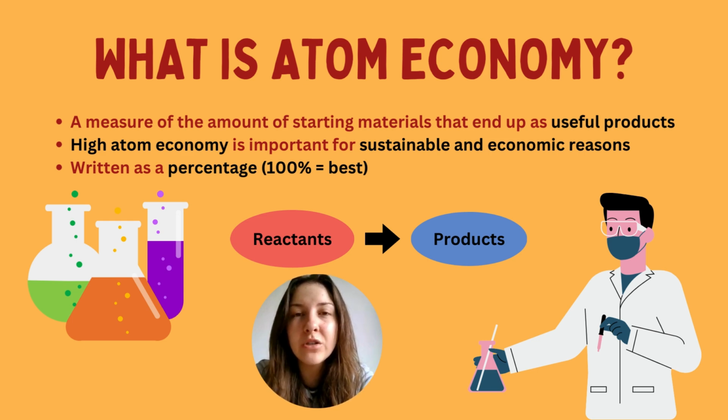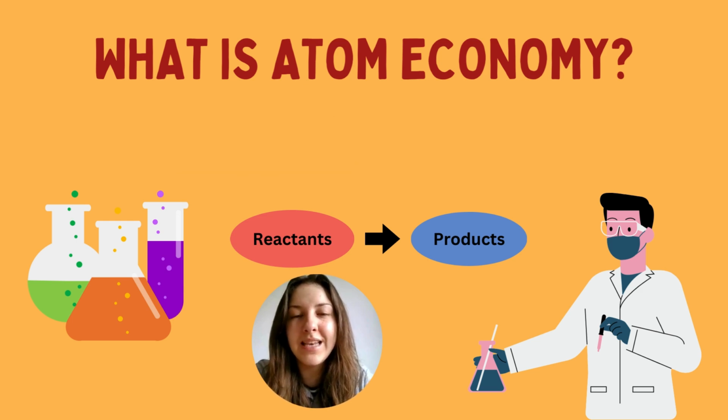But also sometimes there are human errors, there are side reactions, there are different things that can occur during the actual reactive process that can lead to less products being formed. So we're going to explore how we calculate atom economy now.